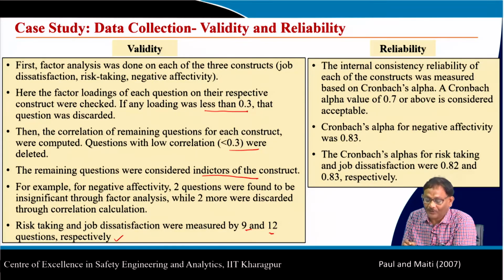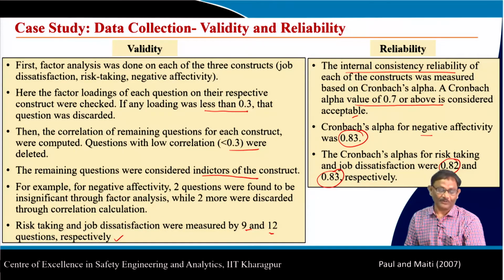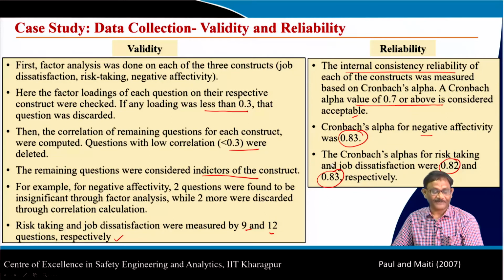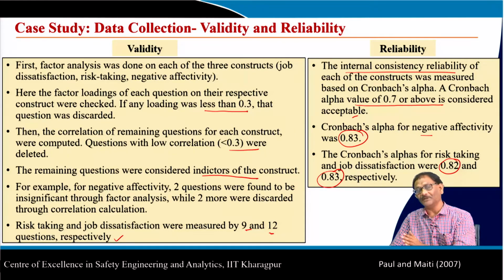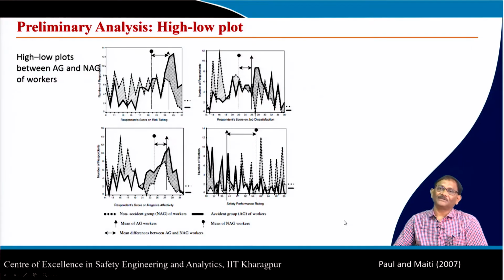Then after that we have done the reliability study. In the reliability study, internal consistency reliability of each construct was measured, and a Cronbach alpha value of 0.7 or above is considered acceptable. Cronbach alpha for negative affectivity is 0.83, and for risk taking and job dissatisfaction 0.82 and 0.83. So these are much more than 0.7. So internal consistency reliability is satisfied. That means from the factor loading point of view it is satisfying, and from the reliability point of view it is satisfying. We thought that this is good.